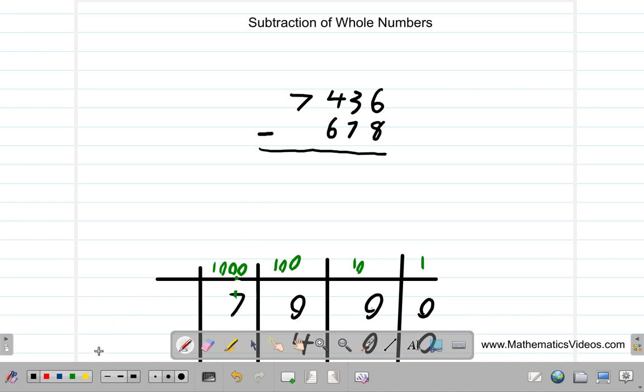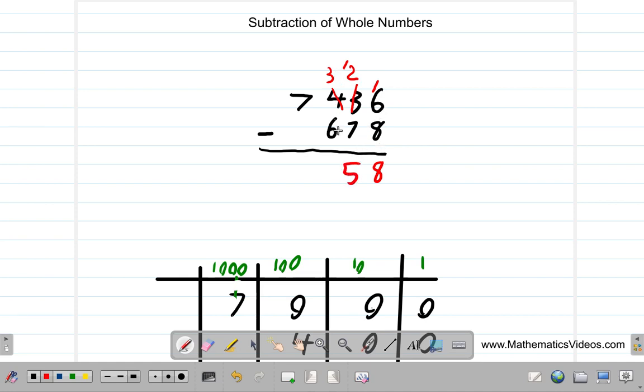Now, what the algorithm says is 6 minus 8, you can't. You borrow 1 from 3, you leave 2. You go back over here, so I have 16. Then it says 16 minus 8 is 8. So you write down your 8. And it says 2 minus 7, you can't. You borrow 1 from 4, you get 3. Come over here, I have 12. 12 minus 7 is 5. So you write down the 5.